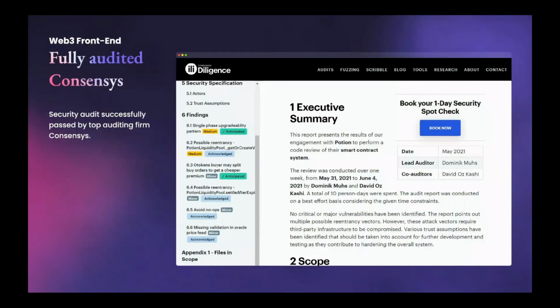So finally, an important mention, all the Potion protocol smart contracts were audited by Consensus Diligence, in an audit done earlier this year, and passed with flying colors.